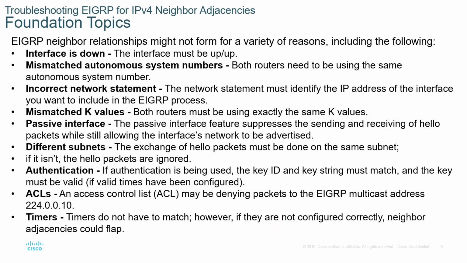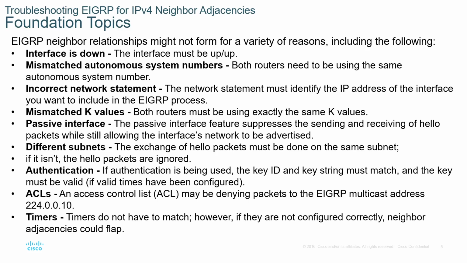So some of the reasons, not all of them, but some of them, for those adjacencies not forming. With an interface, it's got to be up and up, so it's got to be active and running. We could have a mismatch in autonomous system numbers. They will only talk to each member of the same AS group. We may incorrectly have entered our network statements under the routing protocol. It's very important if we've changed any of the default metric values, which are known as K values, that they're all the same.